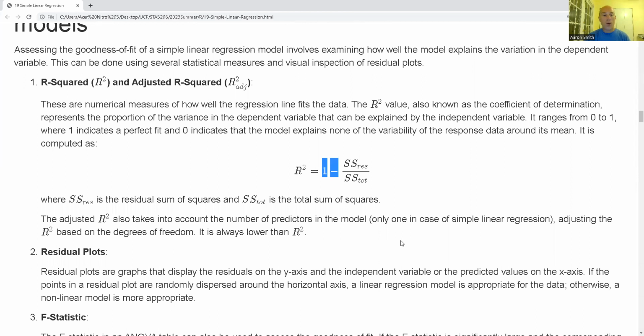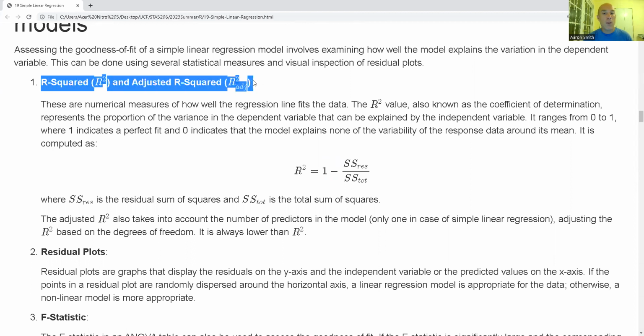Now, the adjusted R squared basically takes into account the number of variables that we're using. And how I usually use this is that if there's a significant difference between these two, that's an indication of overfitting.